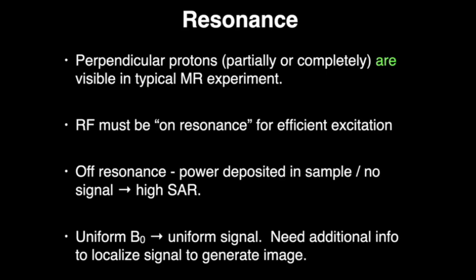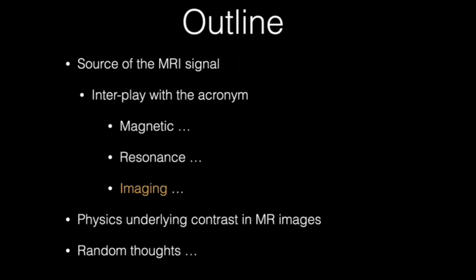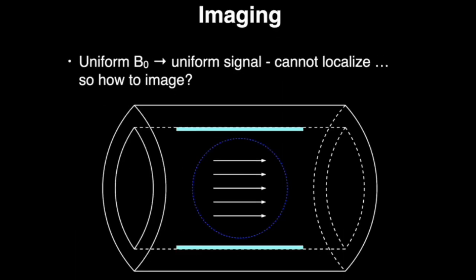So now we have our magnets and we have resonance, so we can create a signal. But because our main magnetic field tends to be very uniform, we don't have any way to generate any spatial information. We have not talked about how we generate spatial information yet, so let's get into that section.